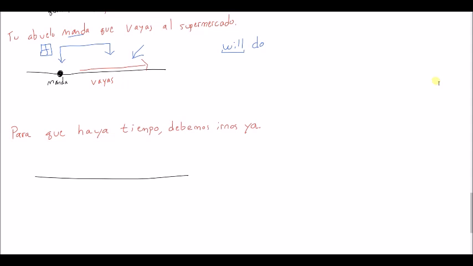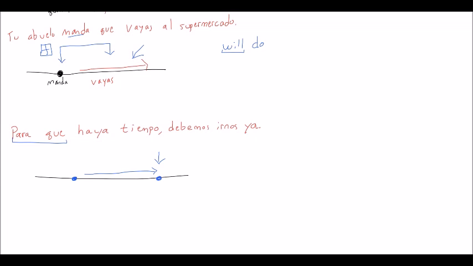Para que haya tiempo, debemos irnos ya. Para que means so that, or in order to. So in order to have time, we must leave now. This is a flip of what we were talking about before, because in order to have time in the future, something needs to happen now. Because of this, using para que, in order to, we almost always use the subjunctive, because it's talking about something that hasn't been realized yet.